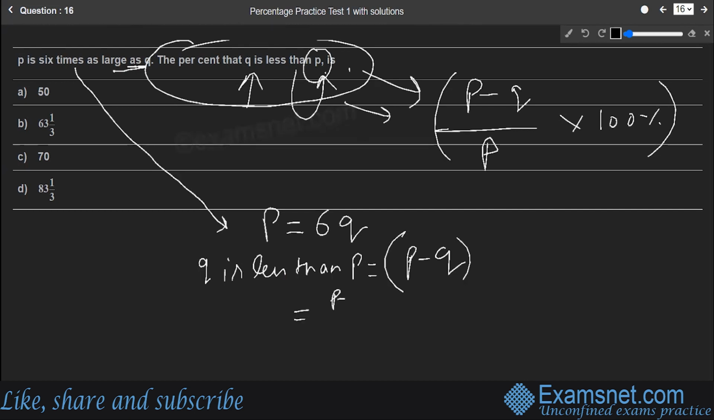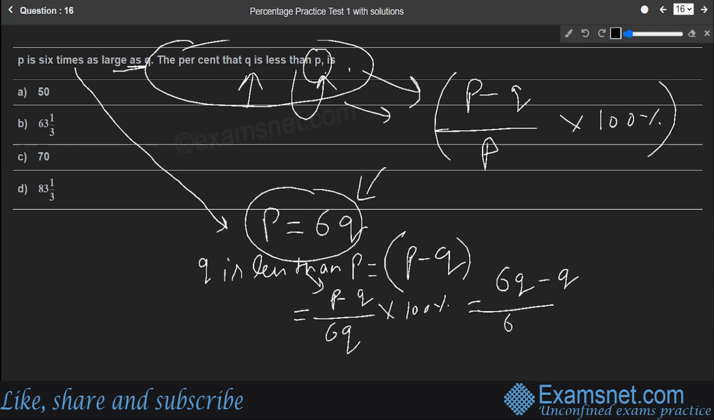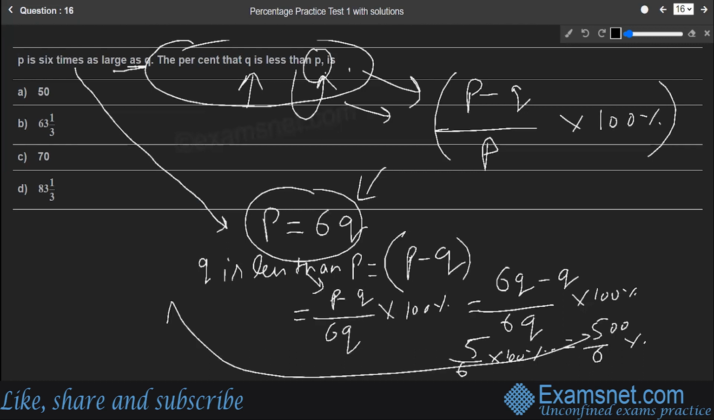So it's going to be P minus Q as it is in the numerator, divided by, in place of P we can write 6Q. We just calculated P to be 6Q, into 100%. Again, the numerator's P can be replaced by 6Q. So it's going to be 6Q minus Q by 6Q into 100%. If we solve this further, this comes out to be 5Q by 6Q, that is 5 by 6 into 100%, which is nothing but 500 by 6%. If we solve this further, this exactly comes out, in mixed fraction, as 83 1 by 3%. So that becomes the right answer in this case.